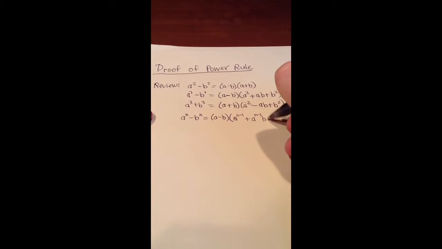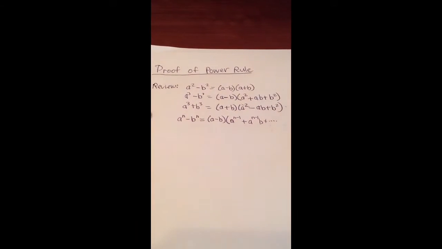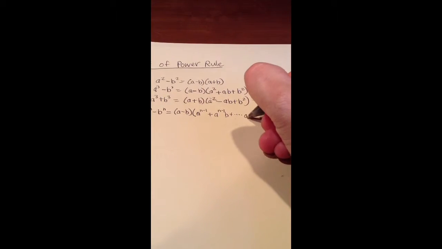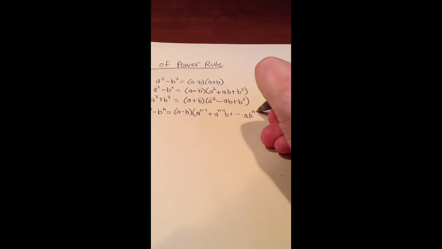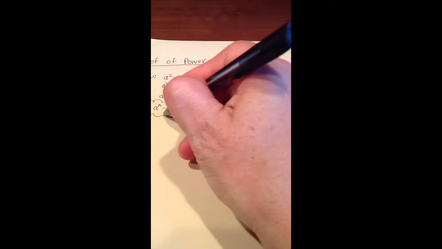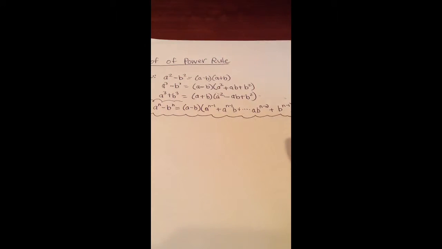Okay, and it's going to continue. You don't know how many times, but this pattern is going to continue. And then we're going to have a to the first power, but b will be to the n minus 2 power, and then we'll have b to the n minus 1. Okay, so that's an idea. We're going to have to apply this concept and this formula in our power rule.